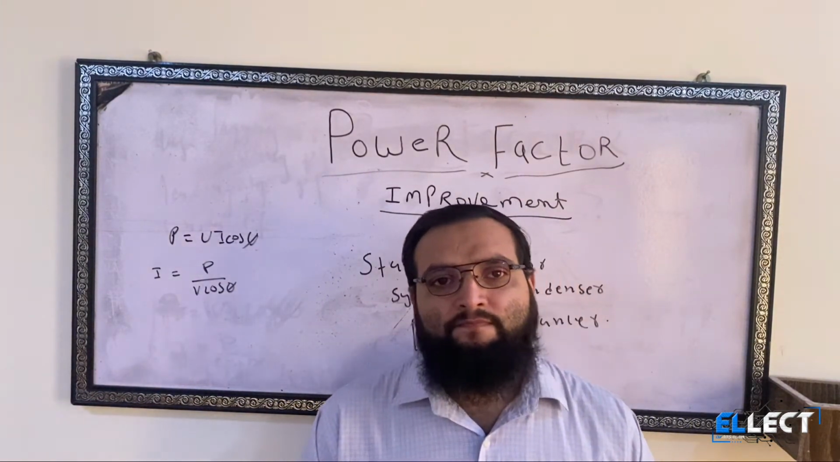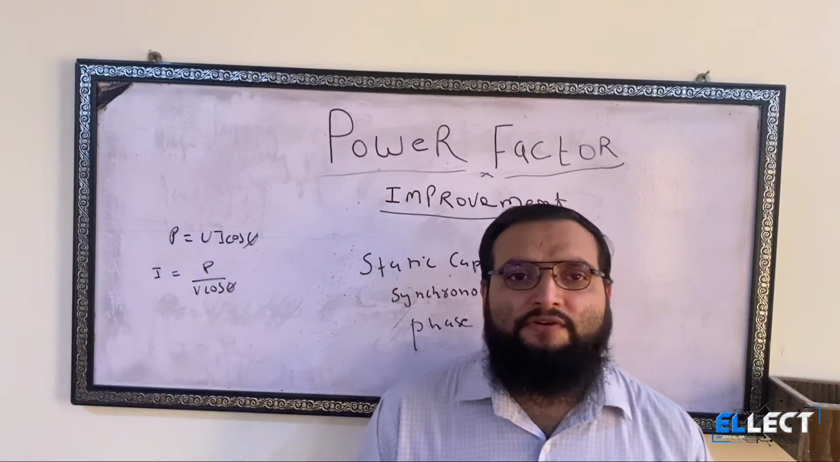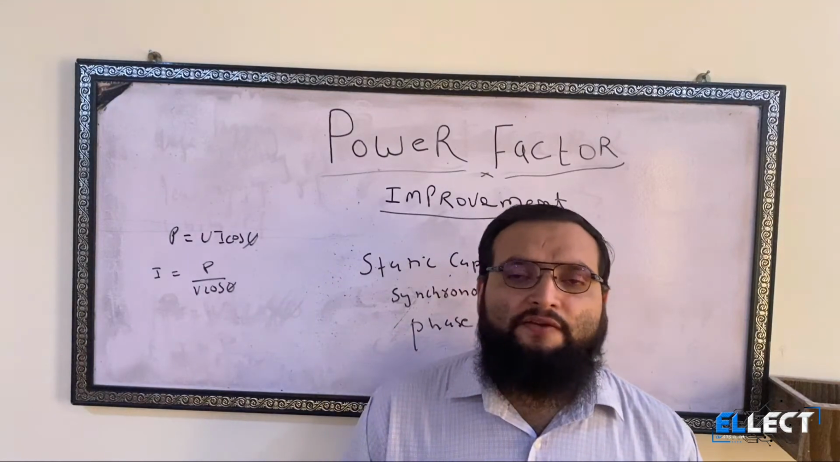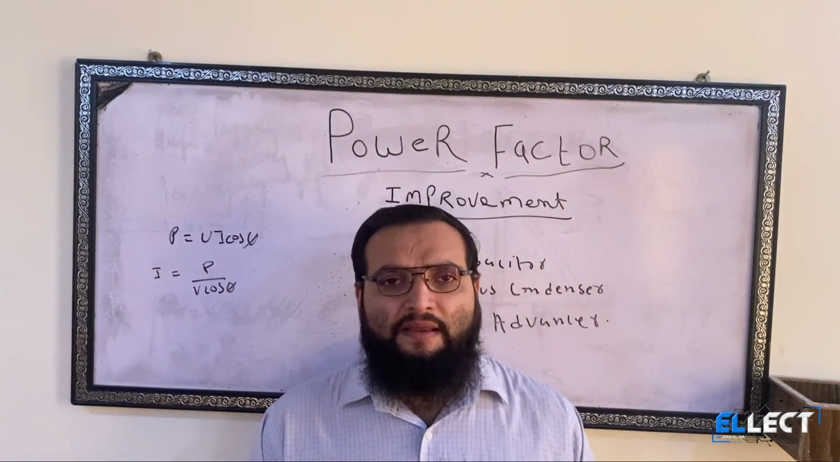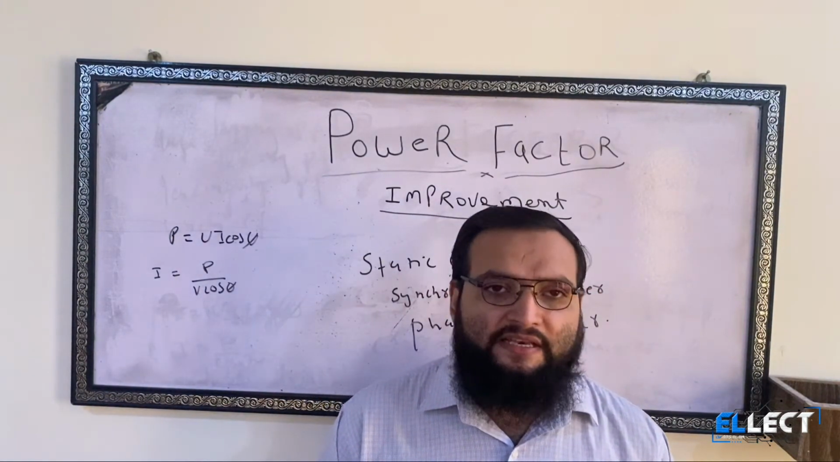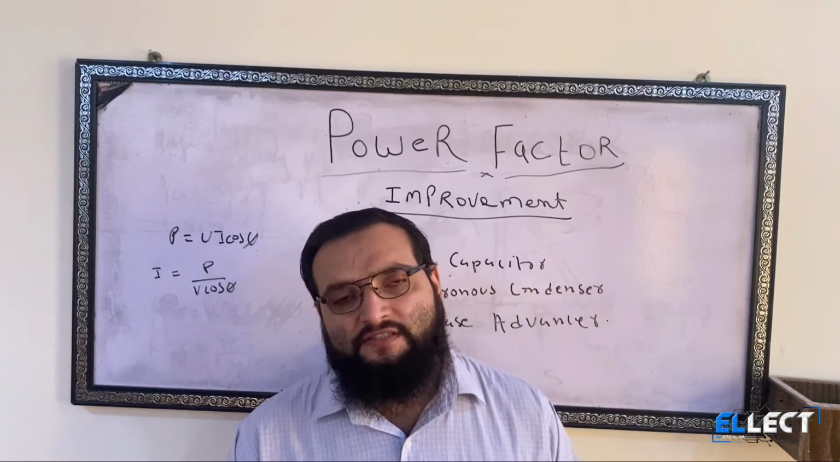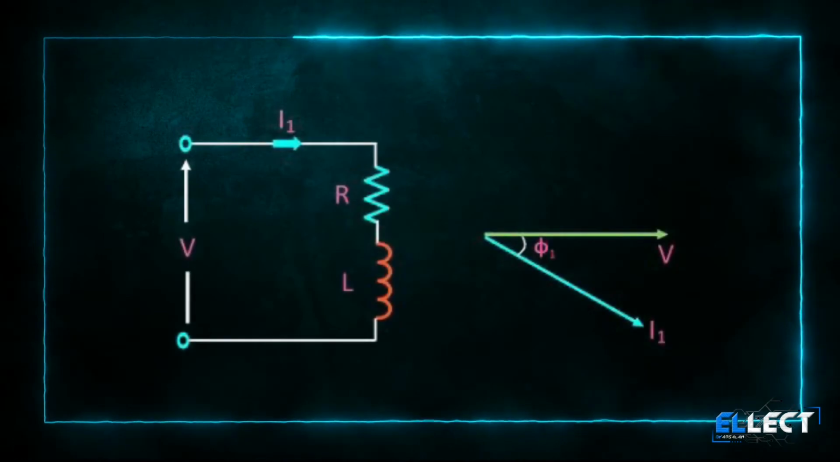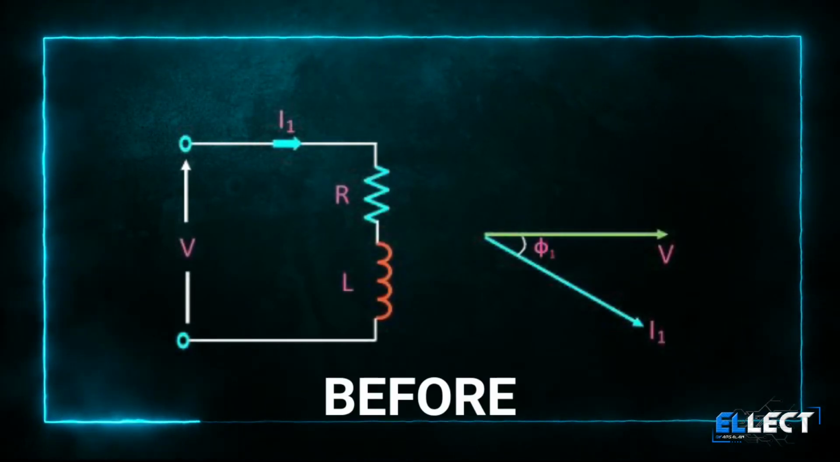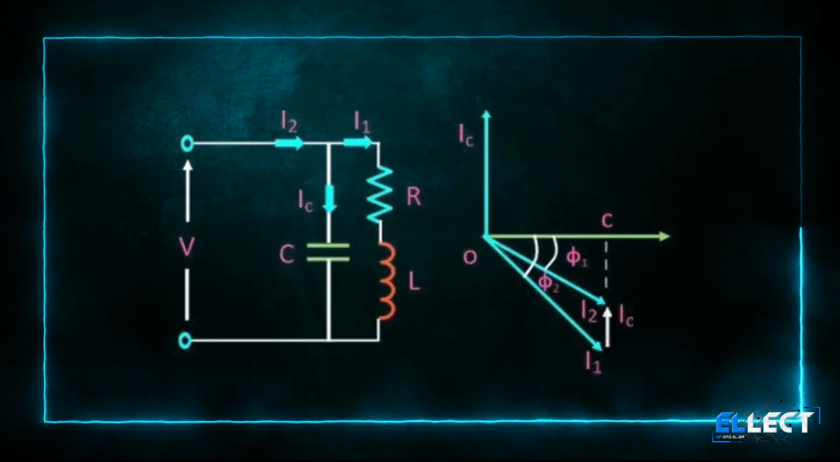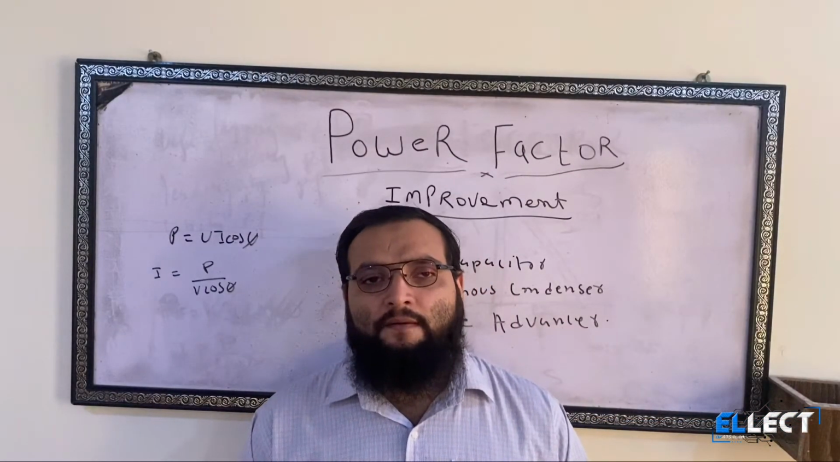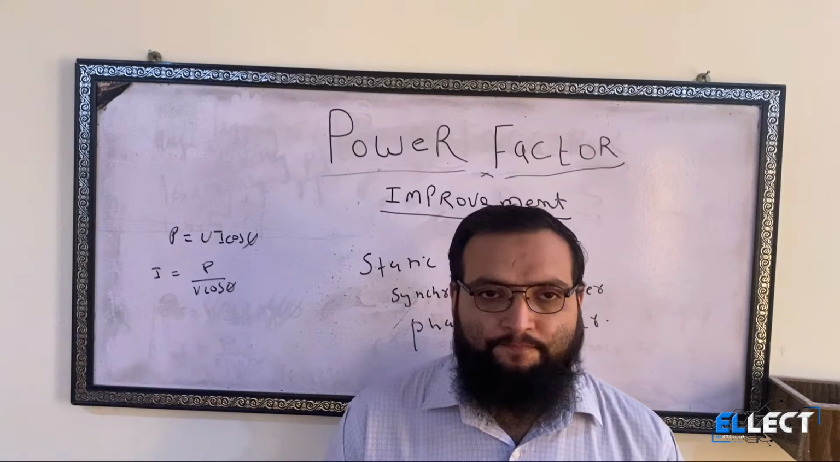Now we are going to discuss that whenever the static capacitor is connected, it causes the angle to be decreased. We have discussed that whenever the angle between voltage and current increases, it causes a decrease in power factor. The static capacitor decreases the phase angle between voltage and current, which causes the power factor to be improved.